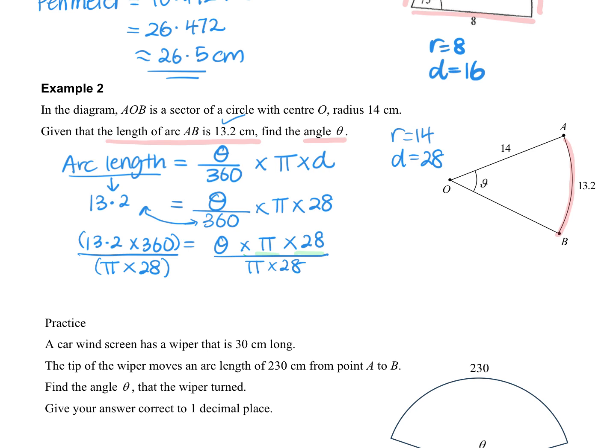Okay, and then let's try our working. 13.2 times 360 over pi times 28. And that gives me my answer. After I cancel away the theta over here, I'm left with the angle in degrees equal to 54.02. Okay, we're going to round off to 1 decimal, and this one will give me 54.0 degrees. Have you gotten the answer?